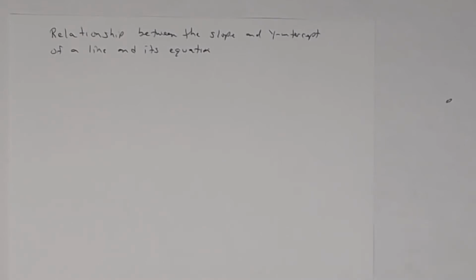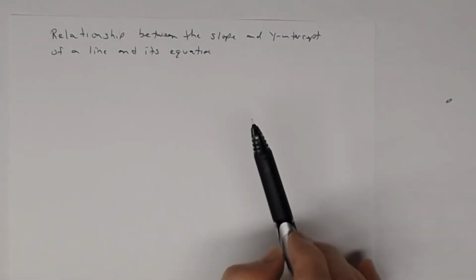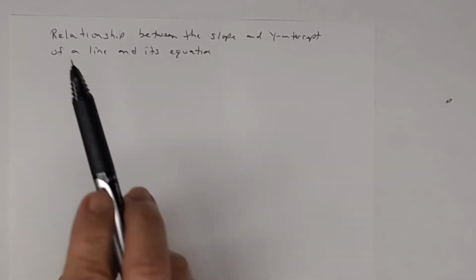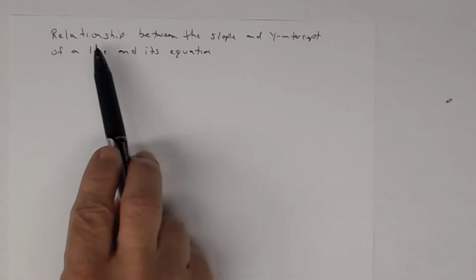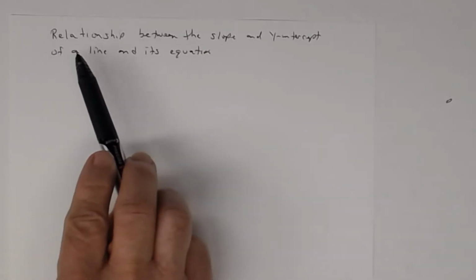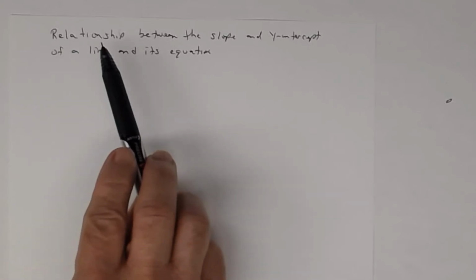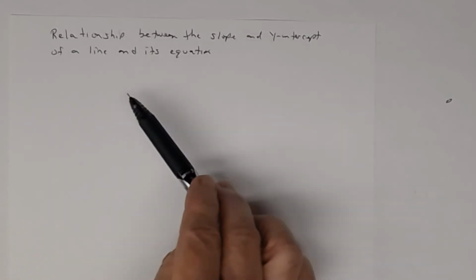Okay, so in this lesson we're going to talk about the relationship between the slope and y-intercept of a line and its equation. So we're going to look at the equation, and from that equation you will be able to determine the slope and y-intercept, and also given the slope and y-intercept you will be able to determine the equation. But before you can do that, you need to understand that relationship. All right, so let's learn about that relationship first, and then you'll be able to do some problems.